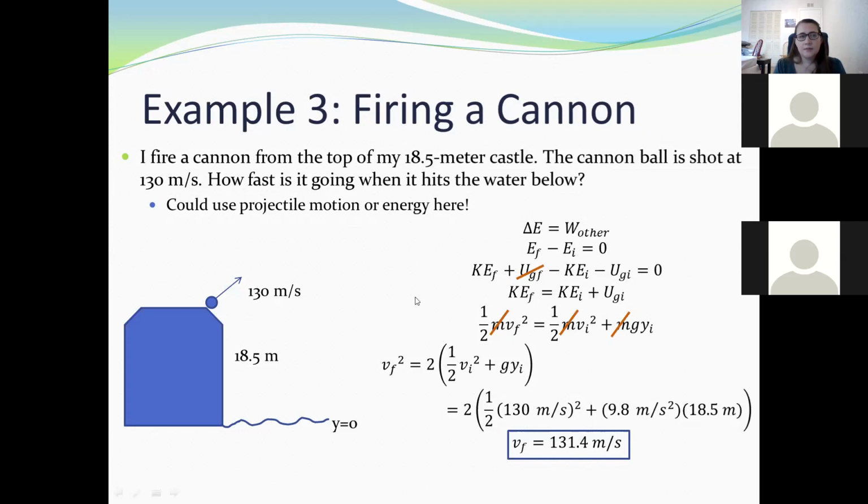Okay. Any questions about this example? Okay, again, you could have done this with projectile motion if you're more comfortable using kinematic equations, but most people aren't more comfortable using those. So you can also do it with energy.